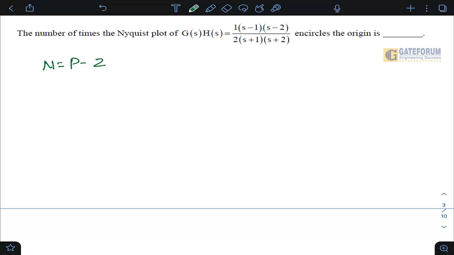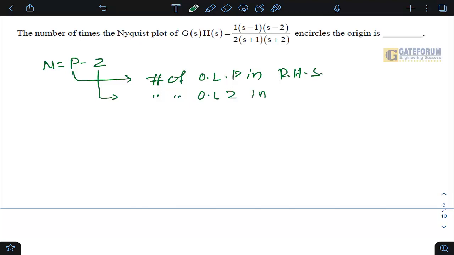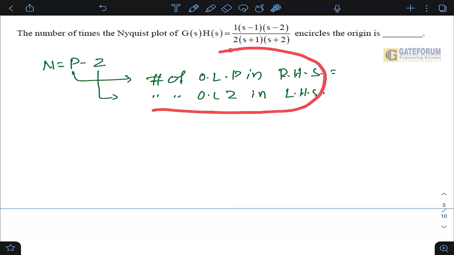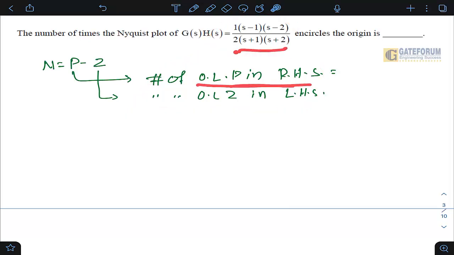What does this P indicate? P indicates the number of open loop poles in the right half of S plane. And what does this Z indicate? Z indicates the number of open loop zeros in the right half of S plane. So what is the P value here? P value, number of open loop poles. We need this data from the open loop transfer function, which is given. So open loop poles in the right half of S plane: no poles are in the right half S plane. Both poles at minus 2 are in the left half S plane. So the number of open loop poles in the right half S plane is 0.